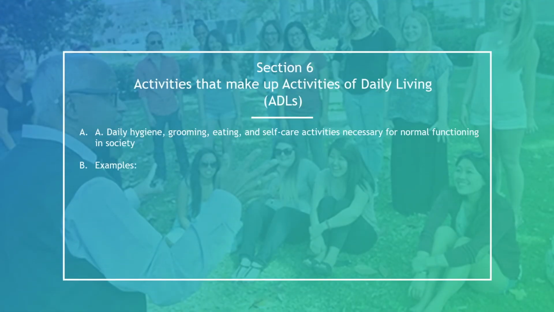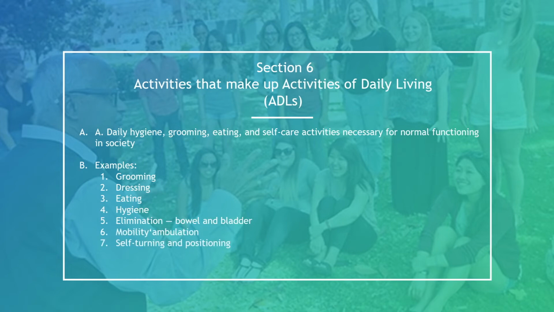Section 6. Activities that make up activities of daily living, ADLs. Daily hygiene, grooming, eating, and self-care activities necessary for normal functioning in society, such as grooming, dressing, eating, hygiene, elimination, bowel and bladder, mobility, ambulation, self-turning and positioning.